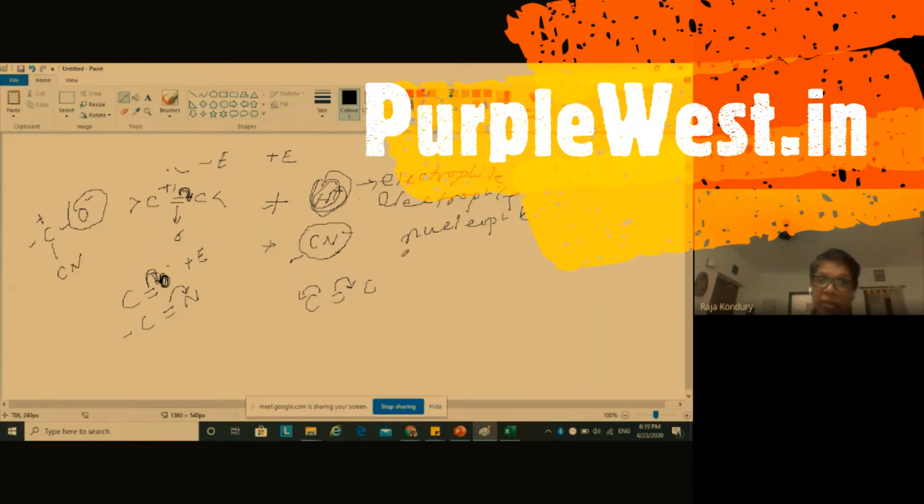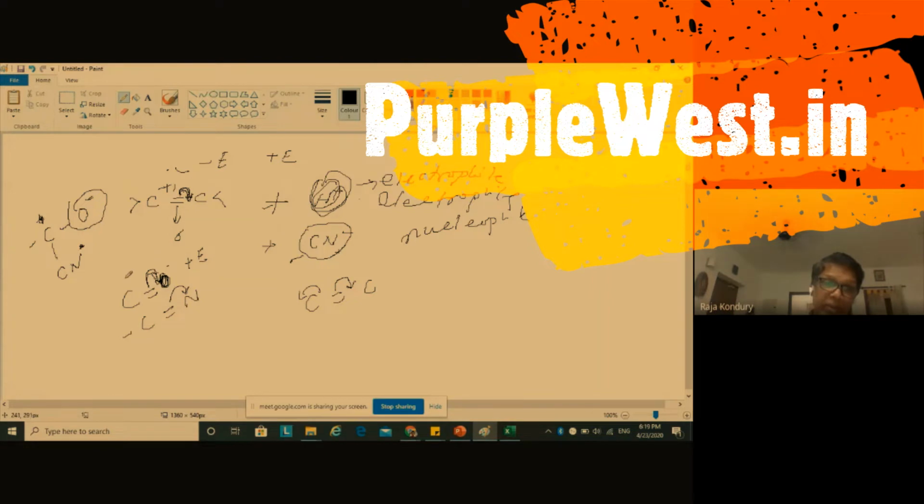Why? Because CN minus, cyanide, is electron rich and the carbon plus is electron deficient. So the minus of this and the plus of this will be neutralized, and the whole molecule will be left with a minus charge. Point number one. Point number two, the CN attached to the carbon from which electrons moved away.